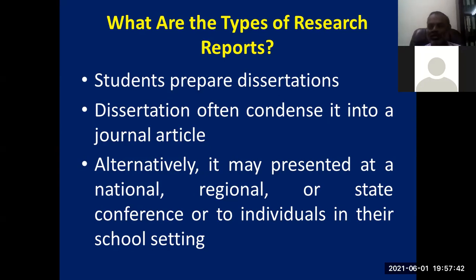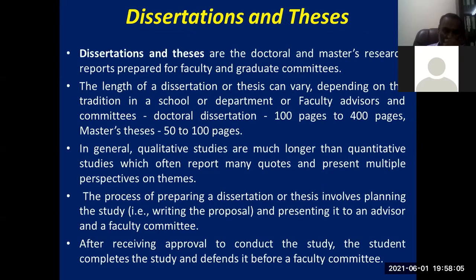Alternatively, if you are not going with the journal article, maybe you can go with a conference paper. If it is a conference paper, you need to think how I am going to make a conference paper. Either it is going to be a national, regional or state conference, or individuals in their school setting. If this is the case, you need to refer to the previous table also. We are going to see one by one what a dissertation is, what a thesis is, what a conference article is, what a policy paper is.